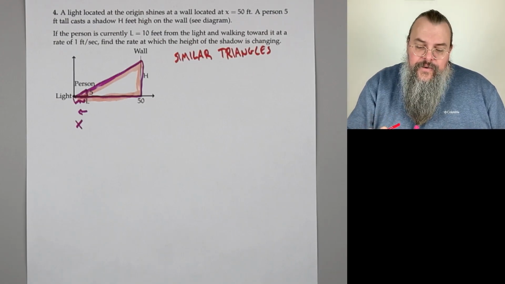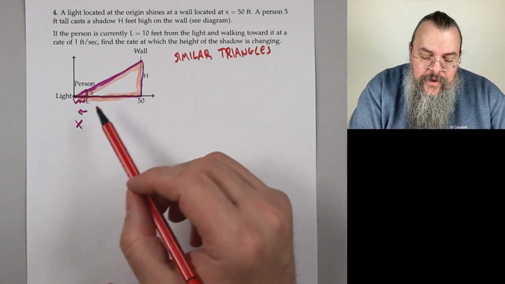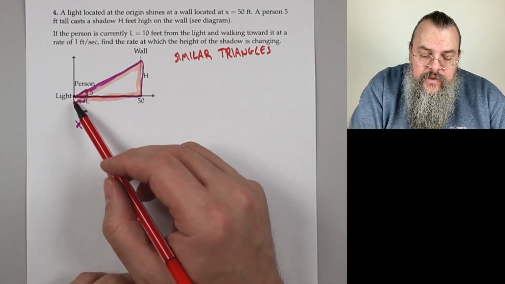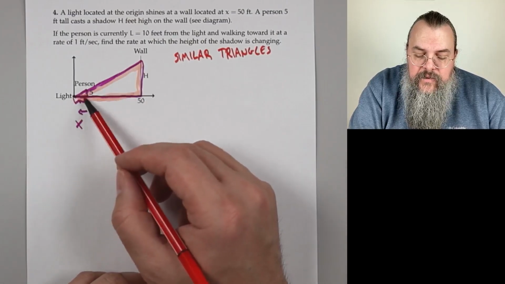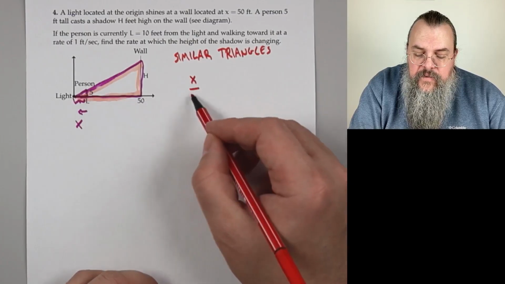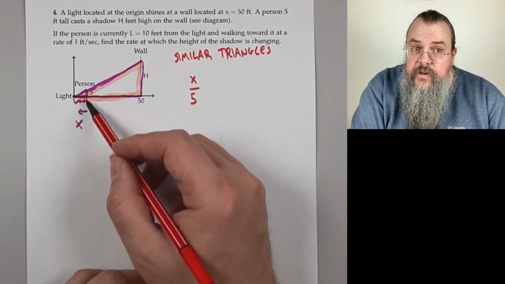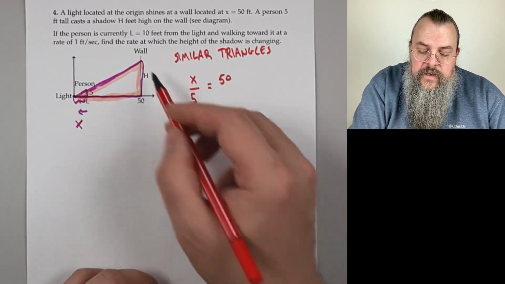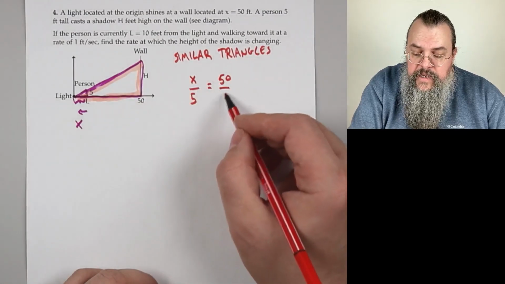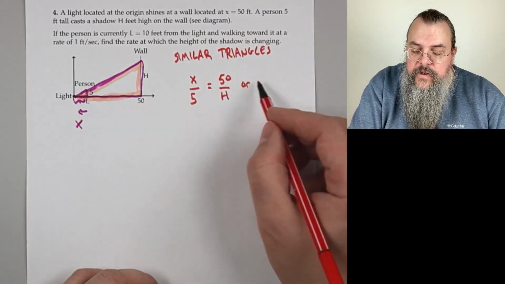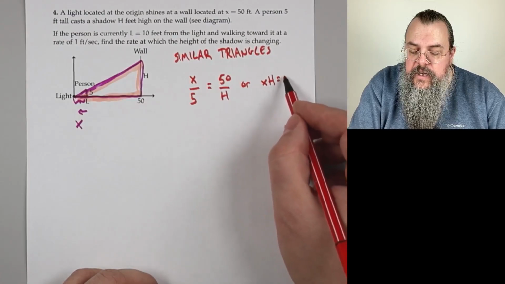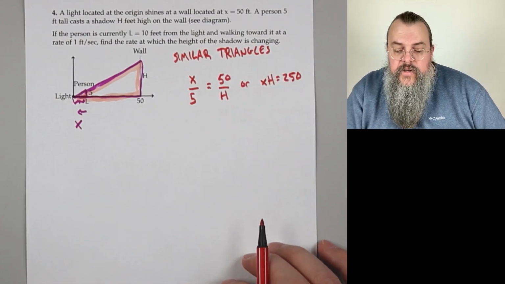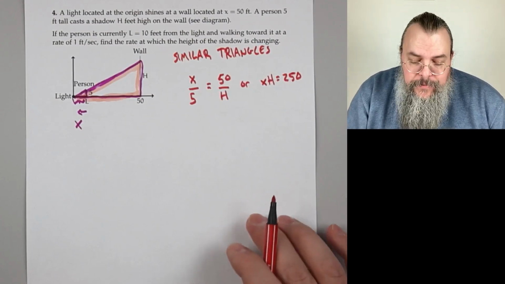All right, so if we think about these triangles, we're not going to use what we'd call the hypotenuse, but we can look at the ratios. So this distance here is x. We can say x is to 5, so the horizontal to the vertical, is the same as this horizontal, 50, is to that vertical, h. Or we could say, x times h has to equal 250.